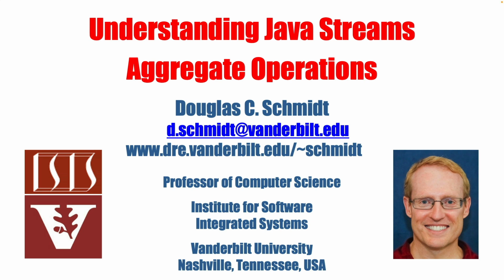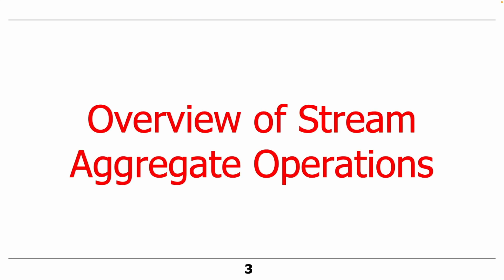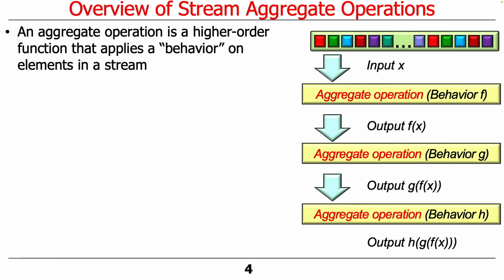So now that I've talked a bit about operations for converting things like collections into streams, the so-called creational operations, let's talk about aggregate operations. Those are the other operations you can have in a stream. And we're going to talk about the structure and functionality of stream aggregate operations, which will include, as we'll see, intermediate and terminal operations. So what is an aggregate operation?